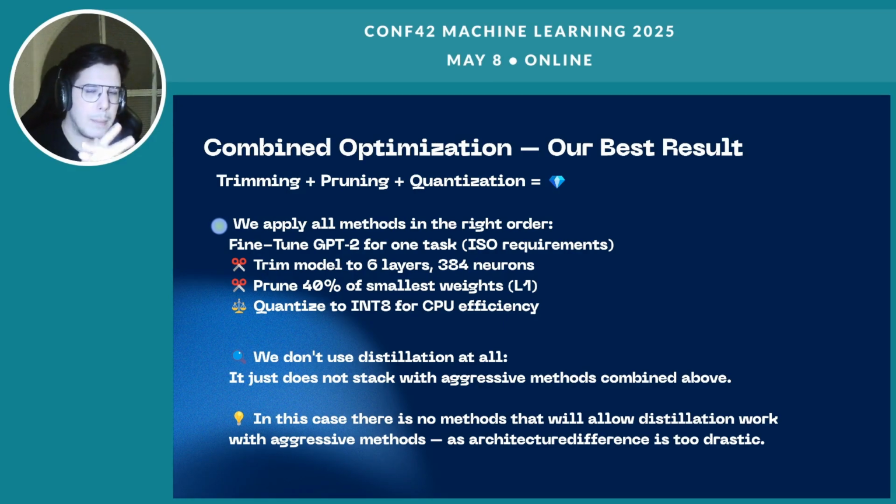So we are coming up to the combined optimization here. In those optimization methods, we're combining trimming, pruning, and quantization. So at the end, we'll have a fine-tuned GPT model for one task, trimmed to 6 layers, with 40% of smaller weights pruned, and quantized to int8 from Float32 for CPU efficiency. As you may see, we don't use distillation at all because it just does not stack, nor work with the aggressive methods combined above. In this case, there's no method that will allow distillation to work with aggressive methods, as the architecture difference is too drastic.